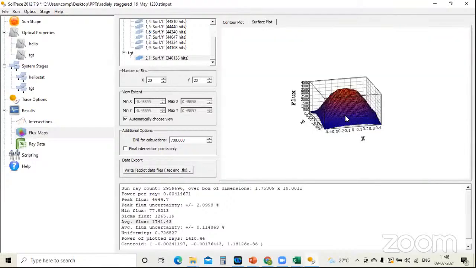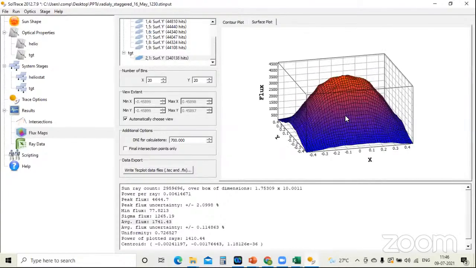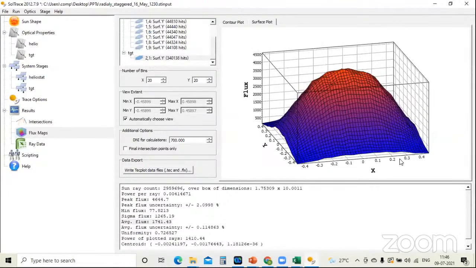You will also get the surface plot. You can see here, this is the surface plot, the flux variation on the XY plane. You can see the maximum flux we are getting at the center, and as we move away, the flux intensity goes on decreasing. This is known as the flux density distribution. So this is what the SolTrace software does. We can make use of SolTrace software for our solar application.